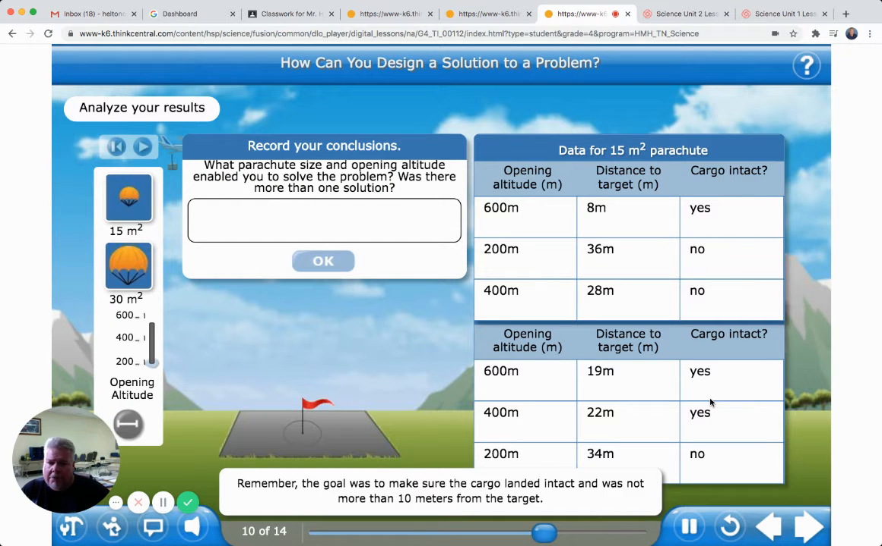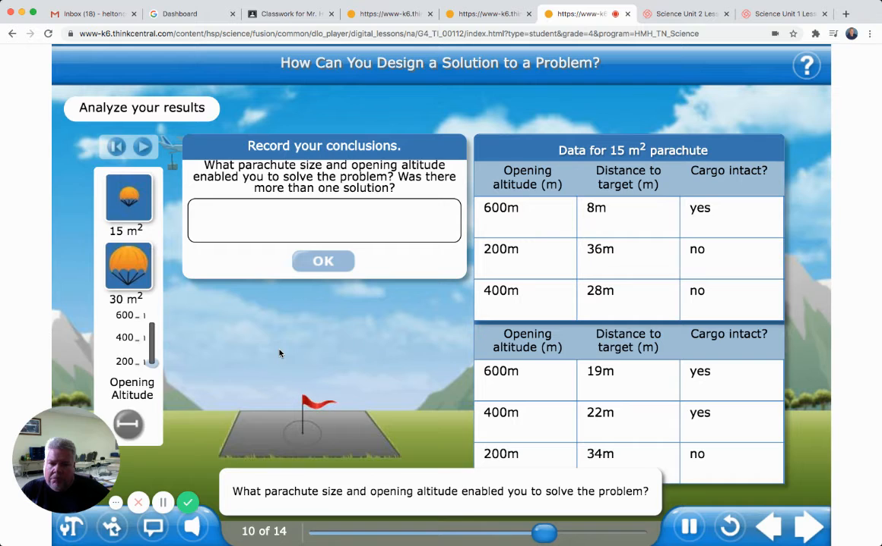Analyze your results. Remember, the goal was to make sure the cargo landed intact and was not more than 10 meters from target. What parachute size and opening altitude enabled you to solve the problem? Was there more than one solution? Write your conclusions in the box and then click OK.